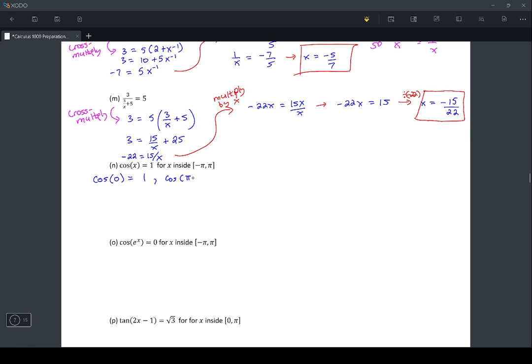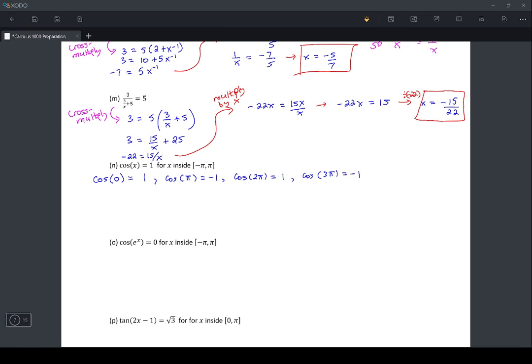Cosine of pi is equal to negative 1. Cosine of 2 pi is equal to 1. Cosine of 3 pi is equal to negative 1. So these are all trig properties. These are all properties of the cosine function. Cosine is periodic. It repeats on a period of 2 pi.